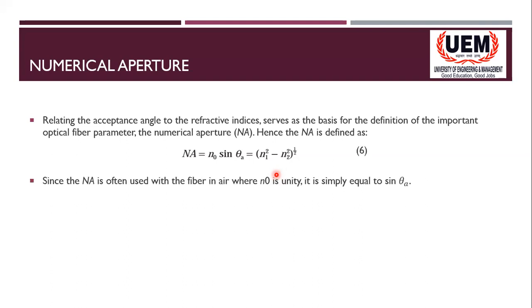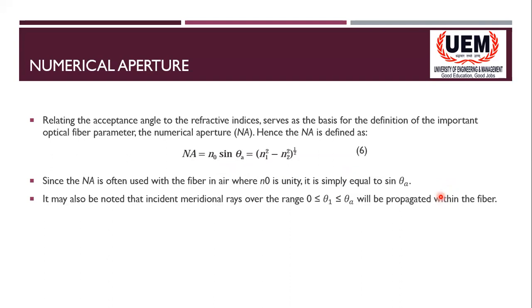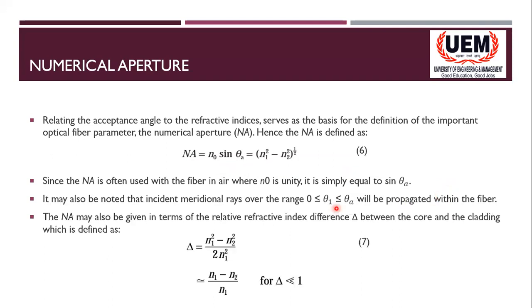So this is what we can get from here. Now since n naught is the air medium and its refractive index is 1, we can simply write that numerical aperture is equal to sine theta a, the angle of acceptance. Okay, so this is how we can derive numerical aperture.